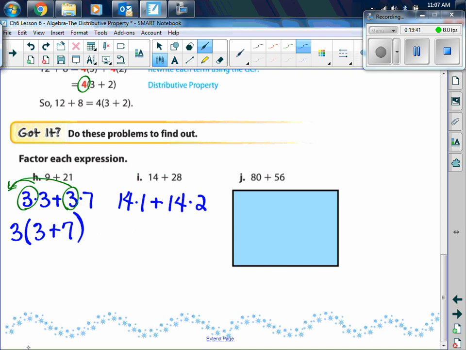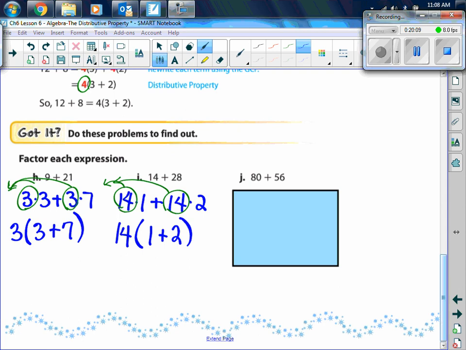And now, the 14 will come out, and that 14 will be written on the outside of the parentheses. So that's going to be 14 here, and then what's left stays inside the parentheses. 1 plus 2, and that is your factored form.